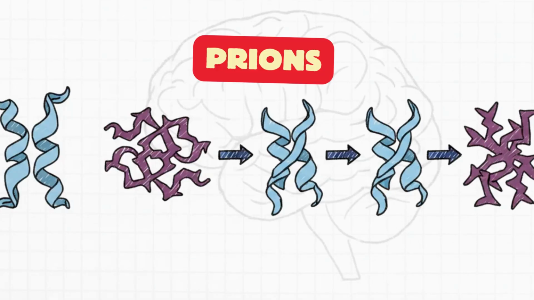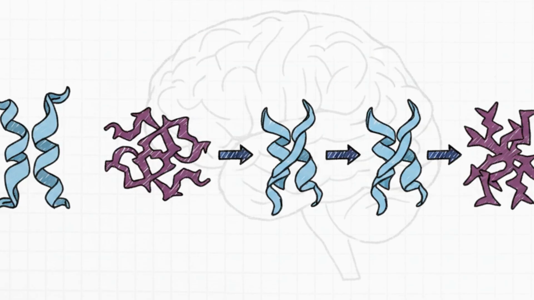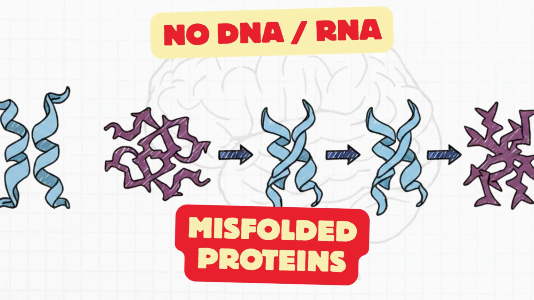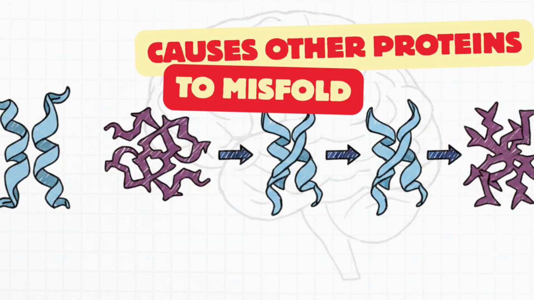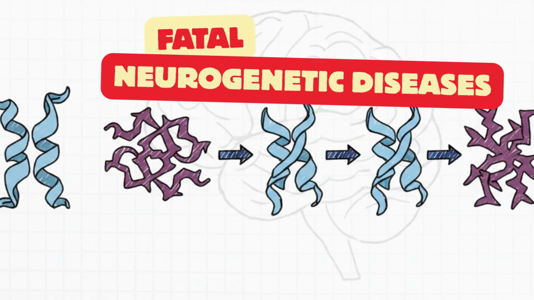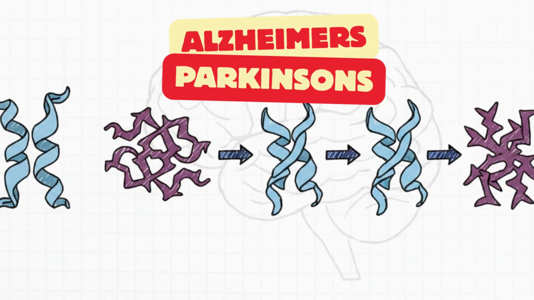Taking a much darker turn, we find prions. Prions don't even have genetic material. No DNA, no RNA, nothing. They are literally just misfolded proteins that act like microscopic bad influencers. When a prion encounters normal proteins, it basically forces them to misfold as well, creating this devastating chain reaction. This triggers fatal, completely untreatable neurogenic diseases in animals and humans. In fact, devastating conditions like Alzheimer's and Parkinson's have been shown to originate through a prion-like mechanism.